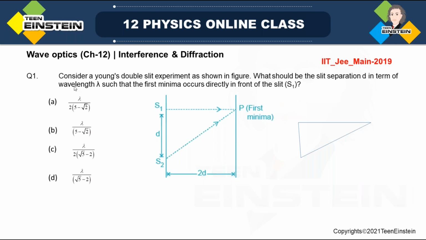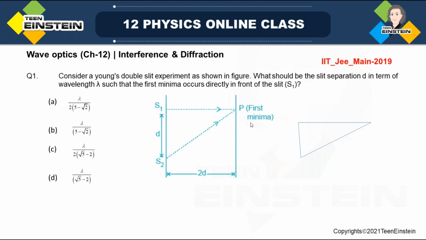So here in this problem, it is stated: consider a Young's double slit experiment as shown in the figure. What should be the slit separation D in terms of wavelength such that the first minima occurs directly in front of the slit S1? So you can see this figure.